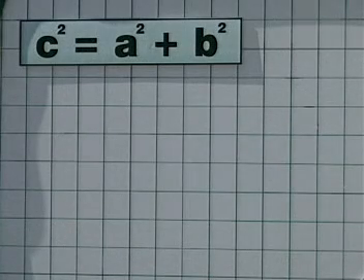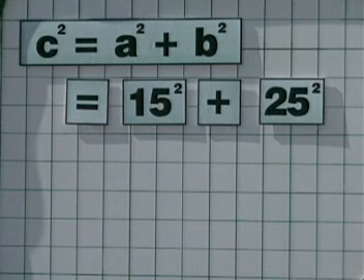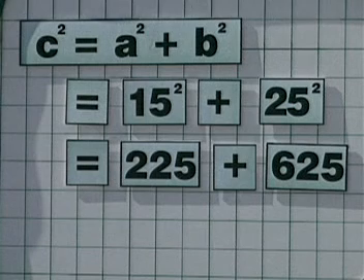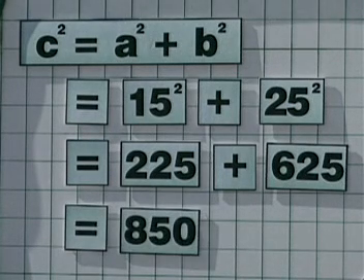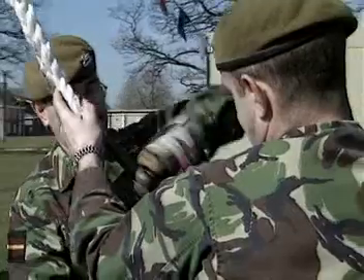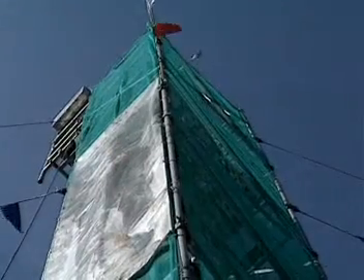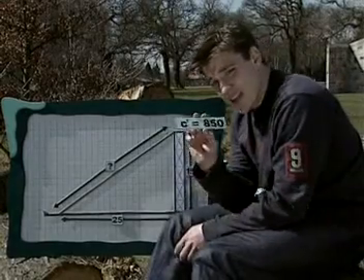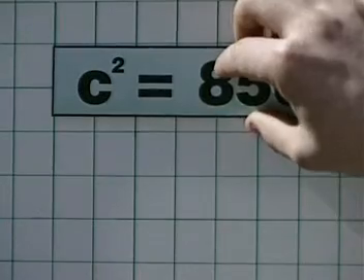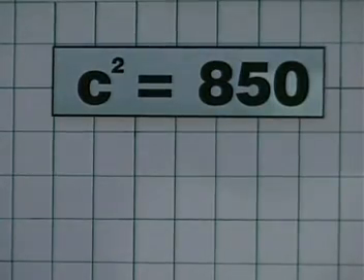Using our formula, c squared equals 15 squared plus 25 squared, which equals 225 plus 625, and that equals 850. But how do we find c? Well, you've got until the guys sort out the rope slide to work it out. What we do know is that c squared equals 850. Bang. Now, what we need to work out, though, is what c is.